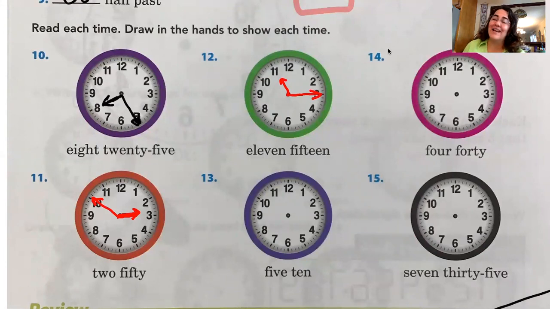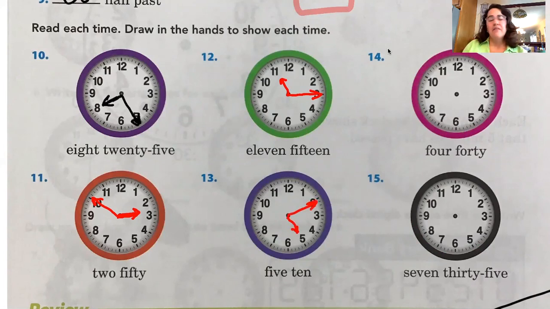All right, number 13, we want to show 5:10. So our hour is what? What's the hour, JJ? Good, the hour is 5. And if I only have 10 minutes past the hour, do I want to make my hour hand closer to the 5 or closer to the 6? That's right. So we're going to go, here's 5 and 10.